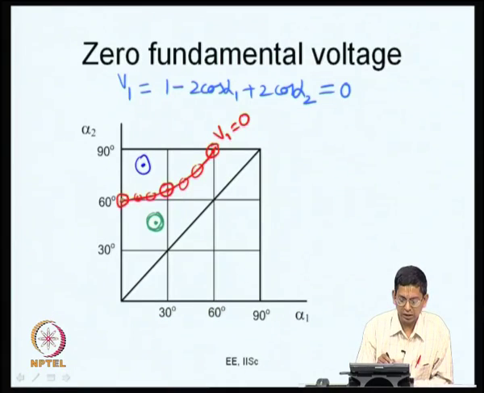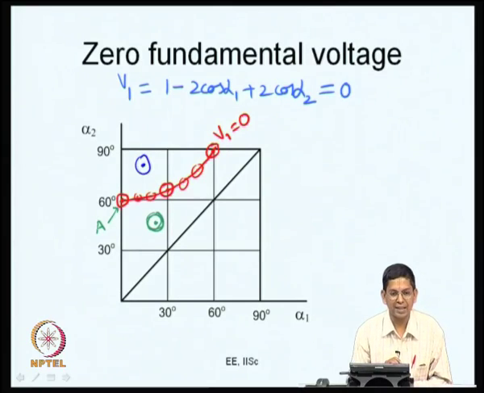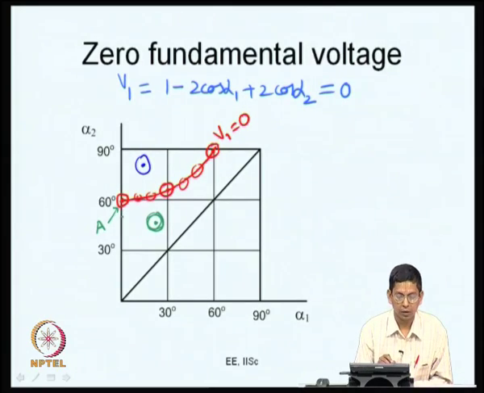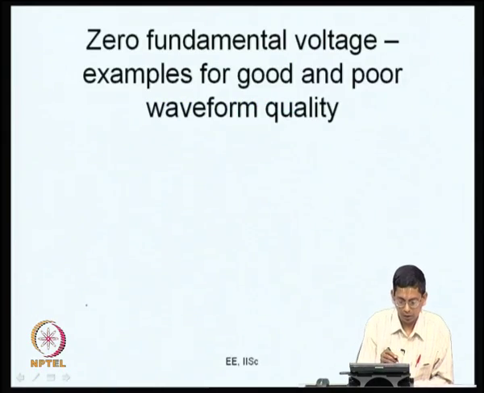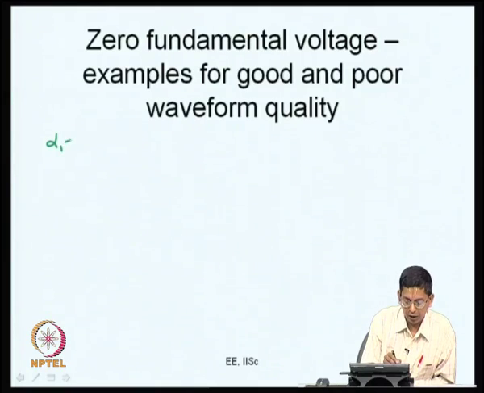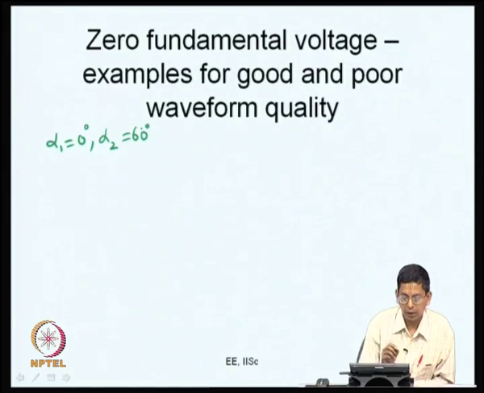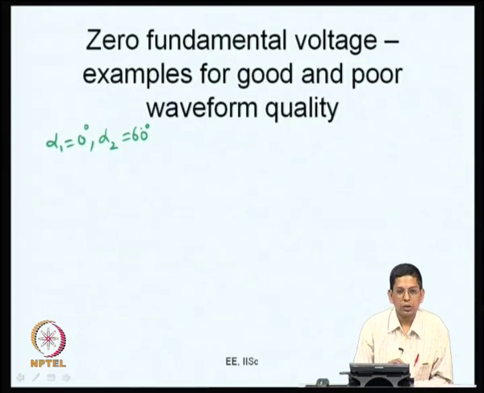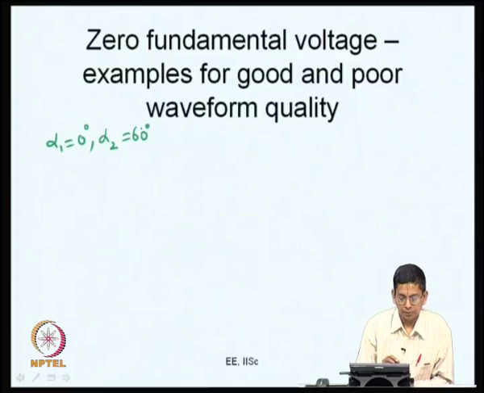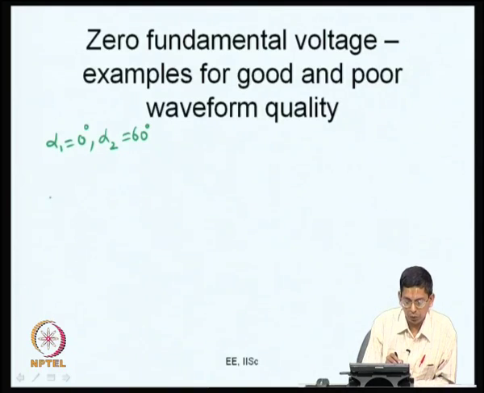Let us say there is a particular point here, and let me call this point A. What is this point? This is alpha 1 equal to 0 and alpha 2 equal to 60 degrees. Let me take that: alpha 1 is 0 and alpha 2 is equal to 60. What is the nature of the waveform going to be here? And alpha 1 is equal to 0.